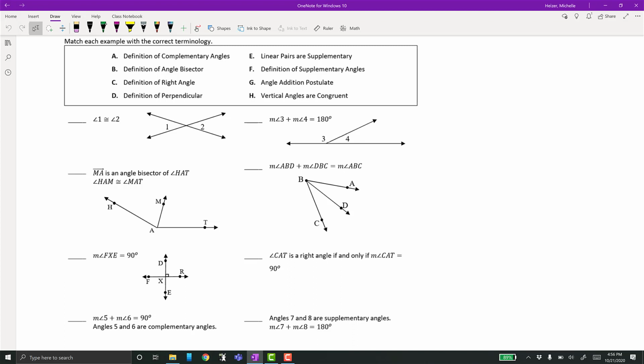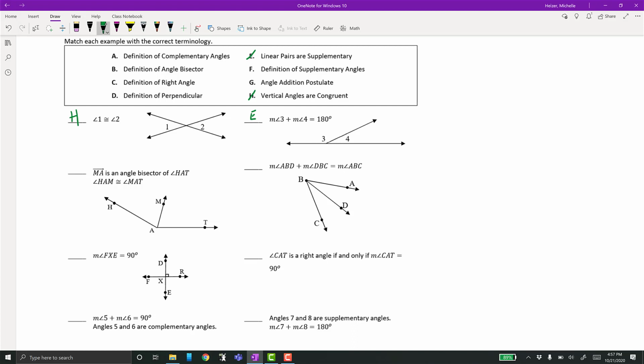Okay, so welcome back. I'm going to go through and you just check your definitions and see if you got these correct. So this first one on the top left would be vertical angles are congruent. So I'll cross that off. The one on the right next to it, that's going to be a linear pair. And linear pairs are supplementary. This is a linear pair because they are adjacent and they're on the same line.